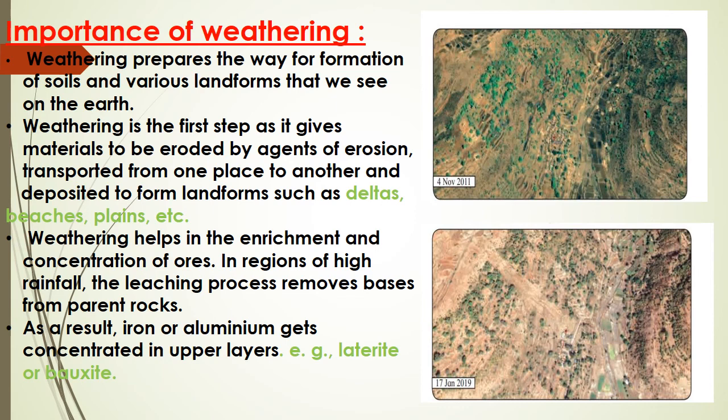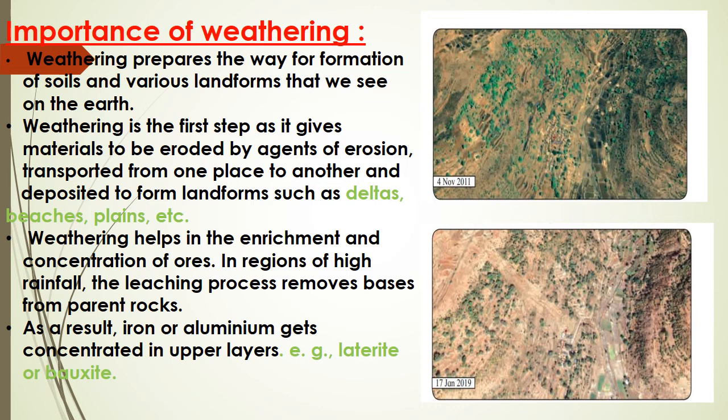Weathering helps in the enrichment and concentration of ores in regions of high rainfall. The leaching process removes bases from the parent rock. So there is also a large amount of ores which we obtain in a concentrated manner, in a very pure manner. This is also because of weathering as it removes the parent rock. It acts as leaching.